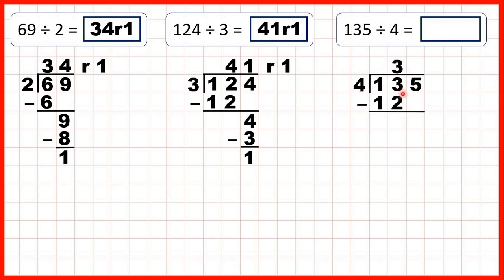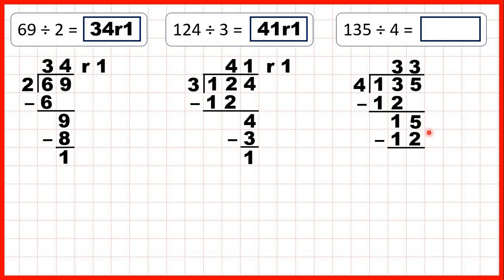So now we need to subtract and bring down. 13 minus 12 is 1, and we can bring down the 5, so we have 15 divided by 4. Now we need a number in the 4 times table that's as close to 15 as possible, but not more than 15. That's 12, and 12 is 3 times 4, so we write 3 in our answer line.